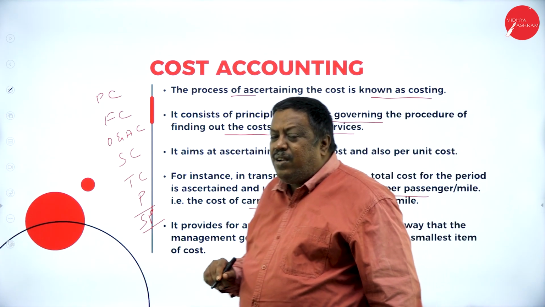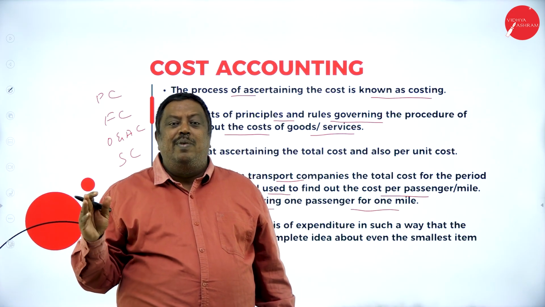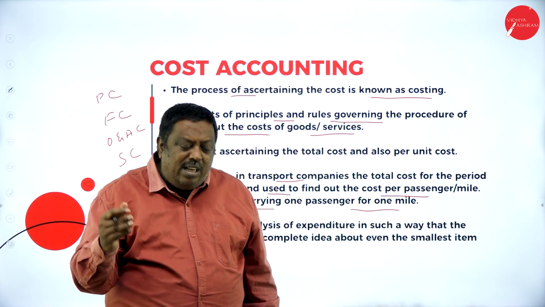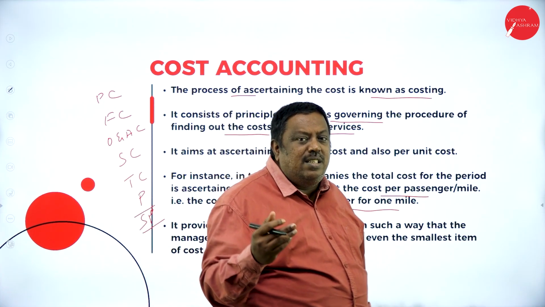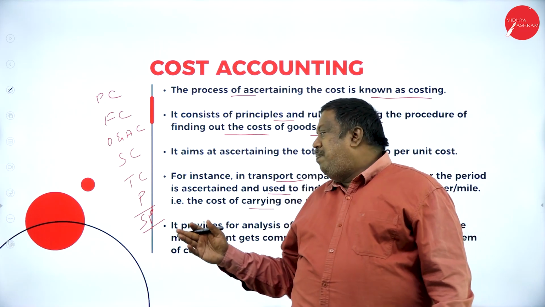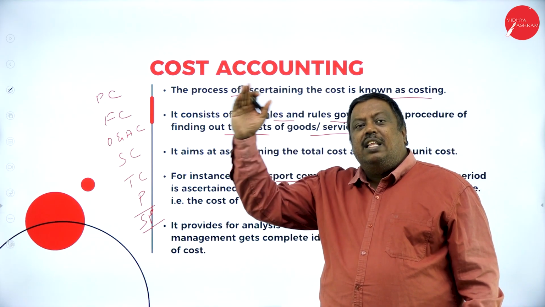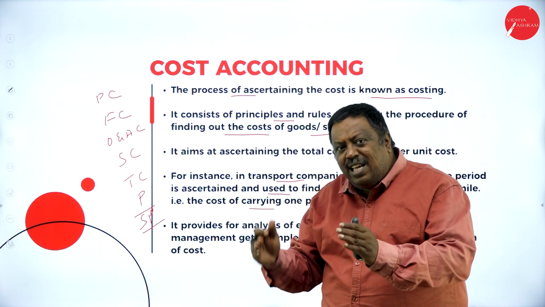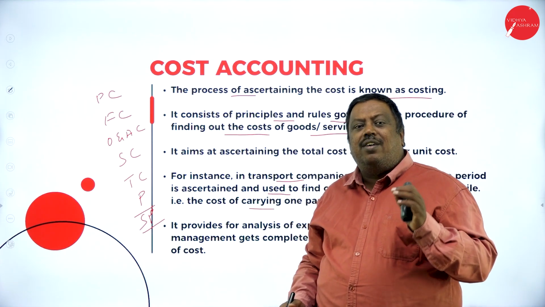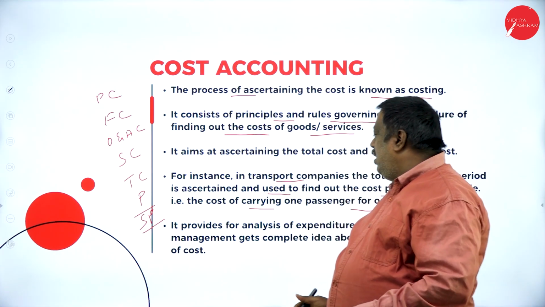So they're going to check what cost will be incurred for 1 kilometer or 1 mile. Based on that, they're going to fix the price for the passenger traveling from one place to another, or for transporting goods from one place to another. Based on that, they're going to fix the actual rate for the transportation of goods or services.